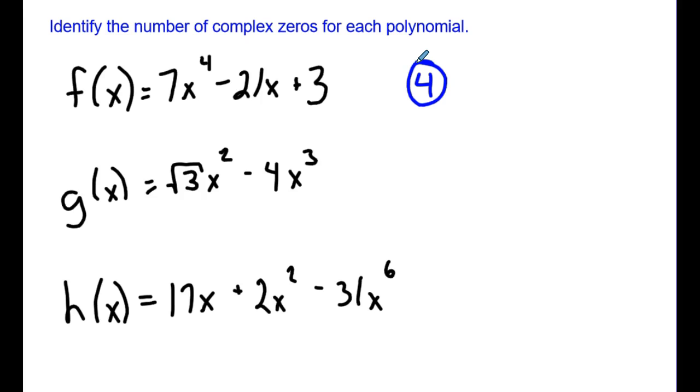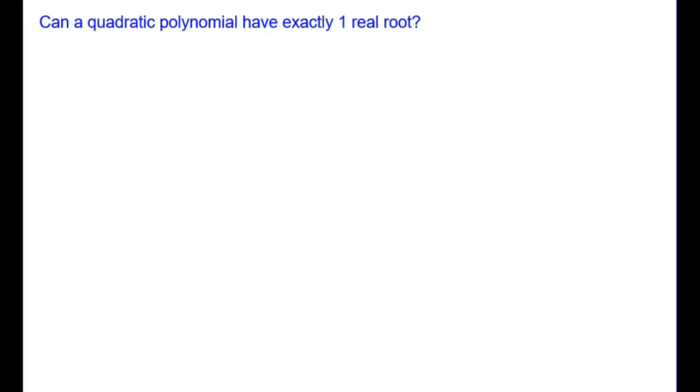Next function, g of x equals radical 3x squared minus 4x cubed. Again, we're looking for the highest degree, which is in the second term, it's 3. So there's going to be 3 complex zeros. And the last one, h of x equals 17x plus 2x squared minus 31x to the 6th. The highest degree is 6, so there is going to be a total of 6 complex zeros using the fundamental theorem of algebra.